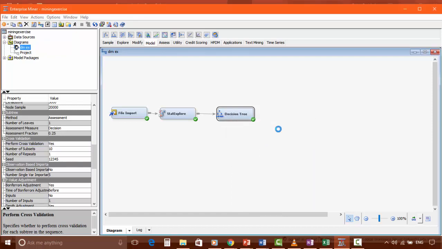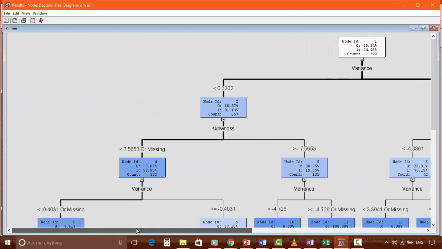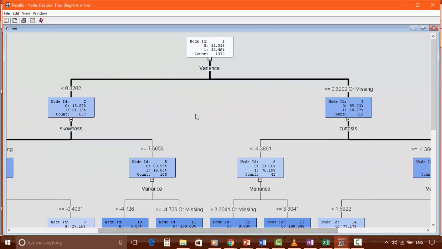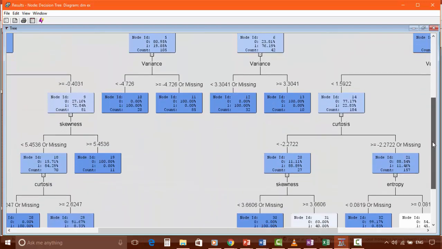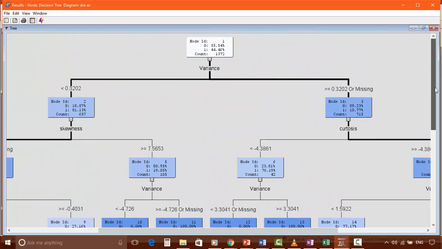Let's look at the results now. This is the decision tree which has been made by our cross validation. Cross validation is used when you have a small amount of data and there is a chance of overfitting. At that point in time we use k-fold cross validation.